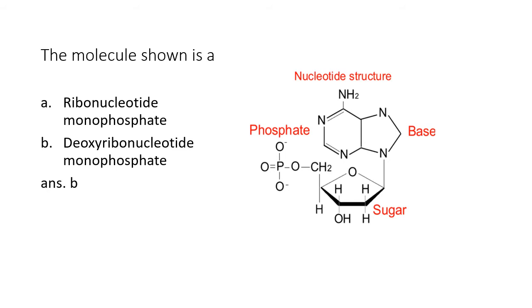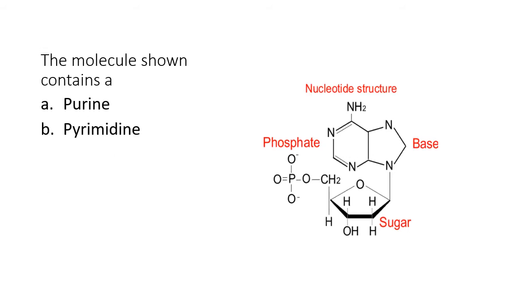So there's other kinds of questions that could be asked about this structure. Okay, the molecule shown contains A, purine or pyrimidine. Okay, so the answer is A, that's a purine. The purines have 2 rings and the pyrimidines have only 1.